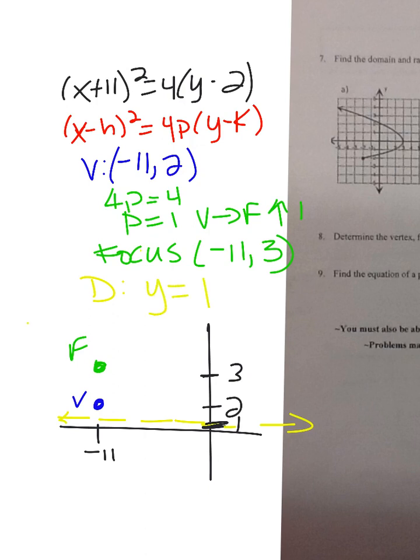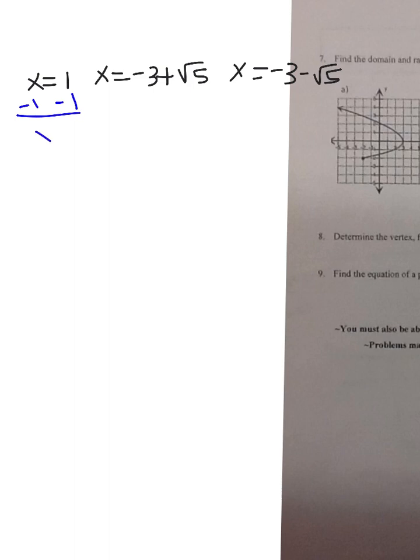Okay, so let's take a look at number 9. Number 9 is writing the equation of the polynomial given these particular roots. So my roots, or my zeros, are x equals 1, x equals negative 3 plus the square root of 5, and x equals negative 3 minus the square root of 5. We're going to put these as factors. So for the first, I get x minus 1.